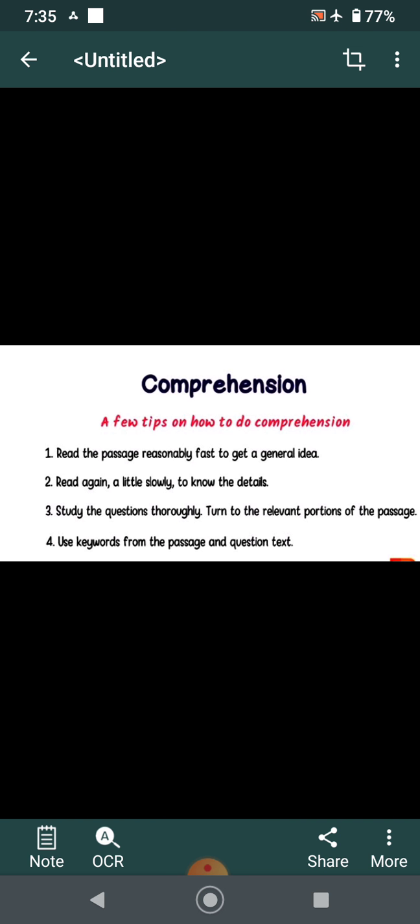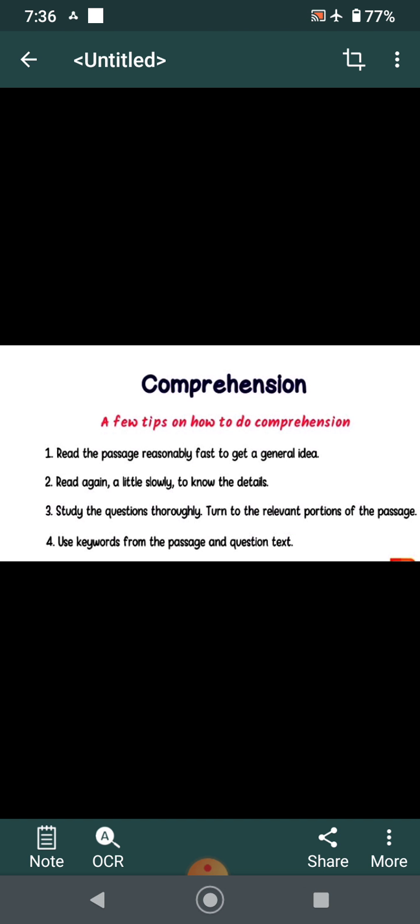Now, a few tips on how to do comprehension. When a comprehension is in front of you, how will you attempt it? First step: read the passage reasonably fast to get the general idea. When you start attempting the comprehension, we read it at a good speed. We don't read it as if we are understanding everything in one reading. First we read it as if we are reading some story. The second time, read again a little more slowly, so that we can understand the details well.